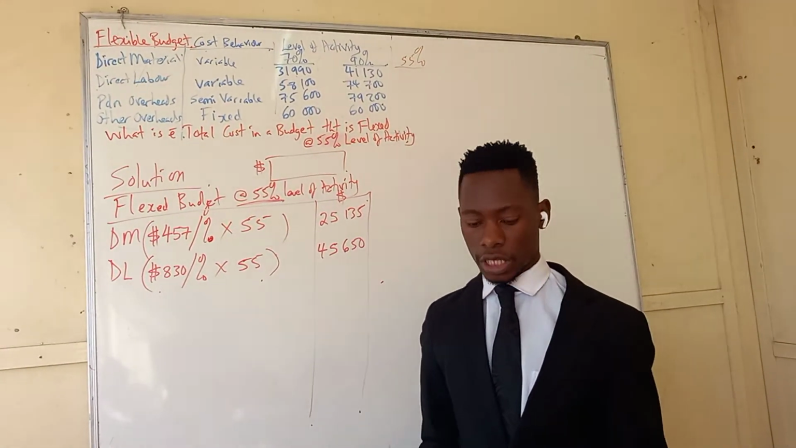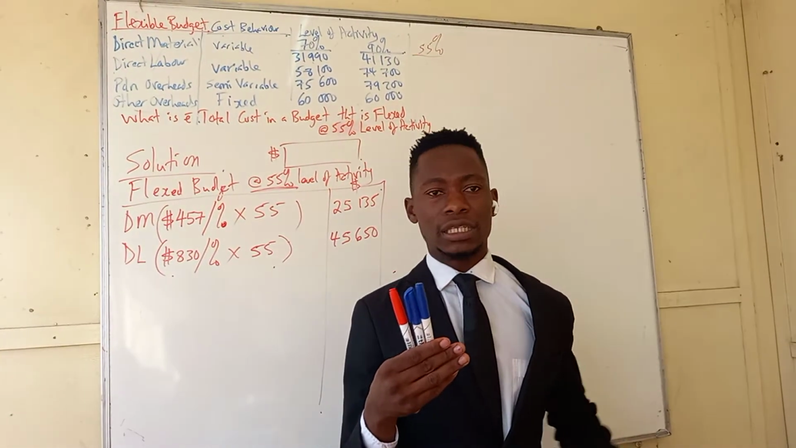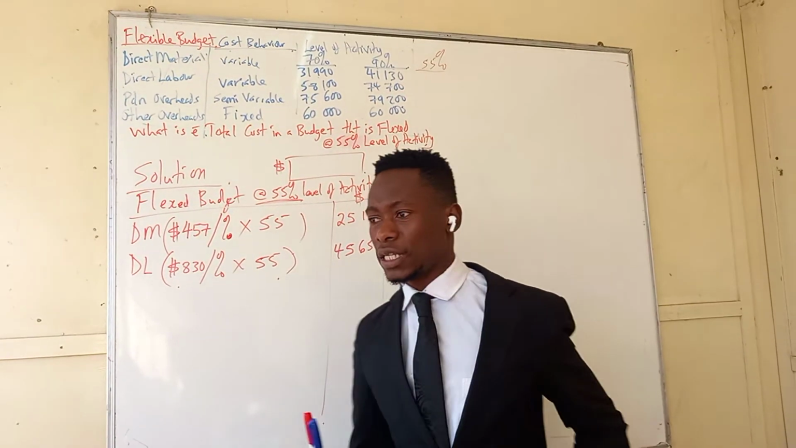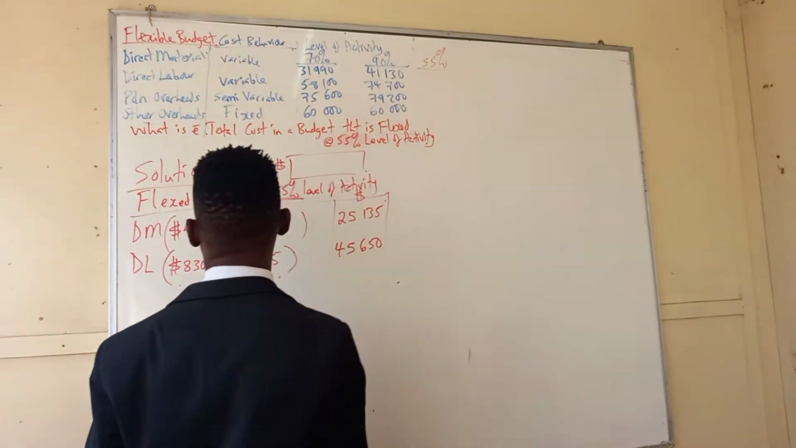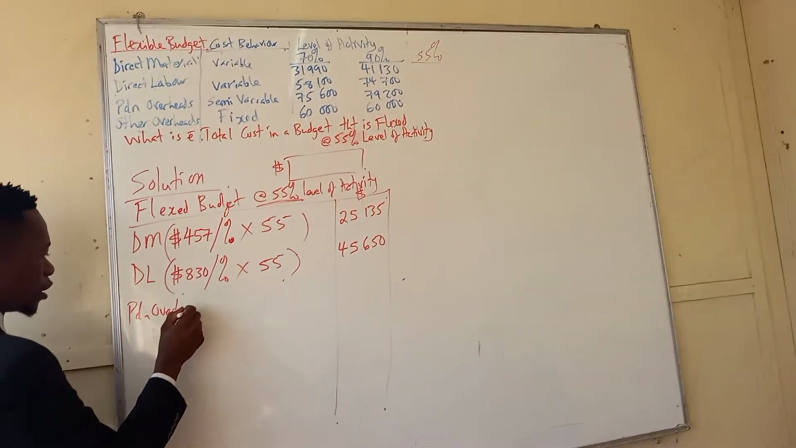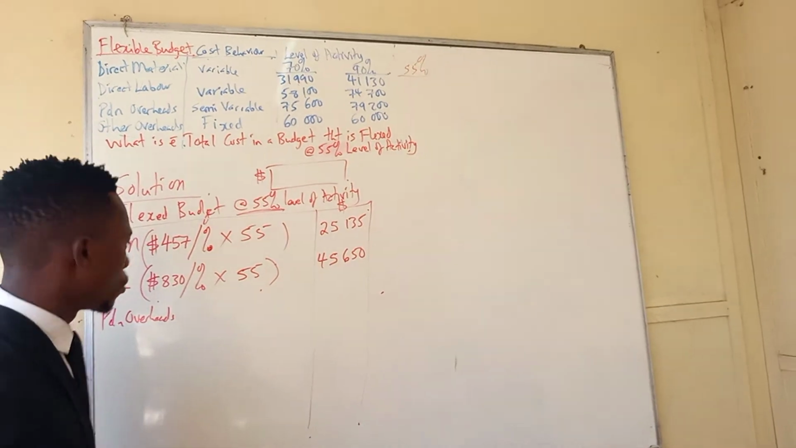It's a variable cost. The cost that I incur if I buy 3 whiteboard markers is different from the one I will buy if I buy 2 whiteboard markers. It will decrease. So now I move on to the production overheads. But the production overhead is not that easy because it's a semi-variable cost.